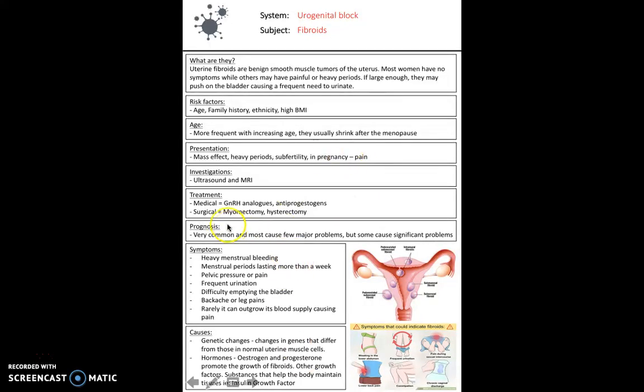The treatment for fibroids can be medical or surgical, so we can treat them with GnRH analogues or anti-progesterones, or the treatment can be surgical, so a myomectomy or a hysterectomy can also be performed. The prognosis is generally very good. Occasionally there will be a few major problems, however this is only in a few cases, and normally the prognosis overall will be quite good as a general rule of thumb.